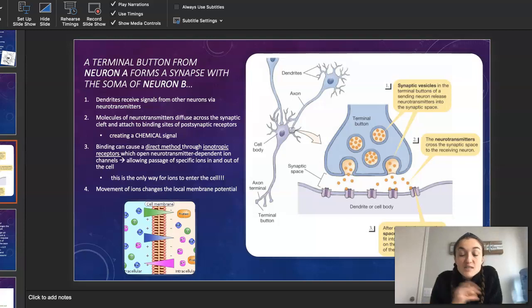This binding can cause a direct method, and this is through the ionotropic receptors. This opens the neurotransmitter-dependent ion channels, and they allow the passage of specific ions in and out of the cell. This is the only way for ions to enter the cell. So this is really important when it comes to moving away from the resting potential and affecting the membrane potential. The movement of ions then changes the local membrane potential. So remember that the membrane potential is the difference in the electrical potential between the inside and outside of the cell.